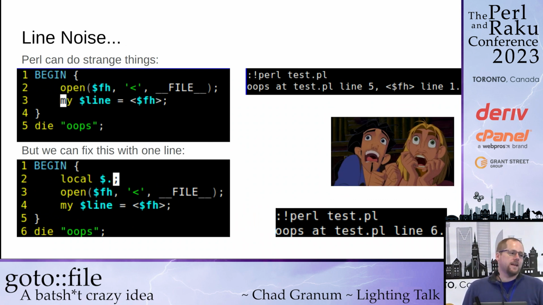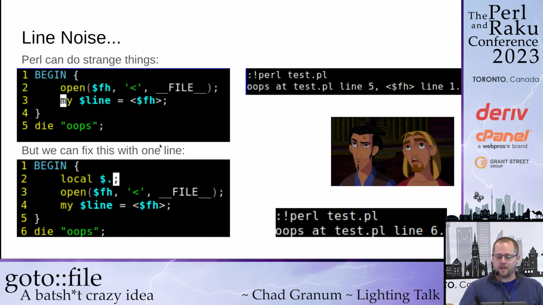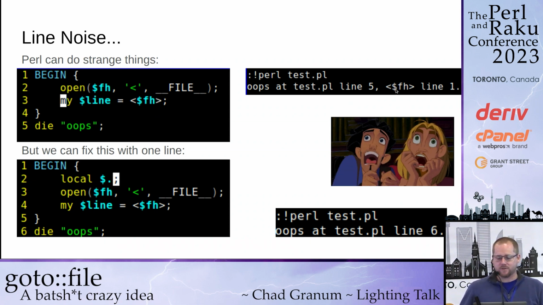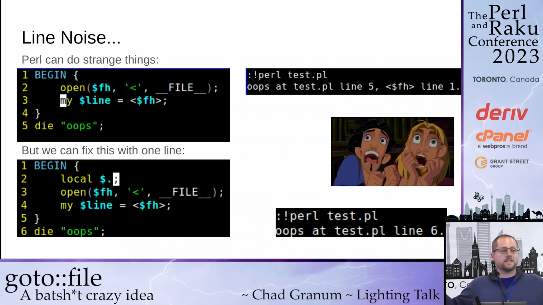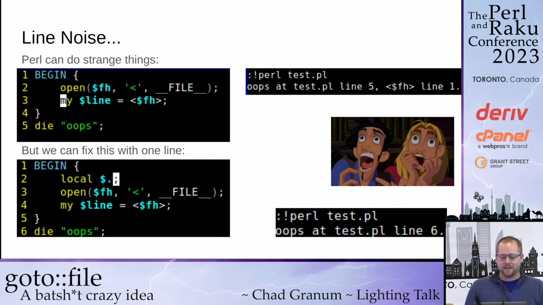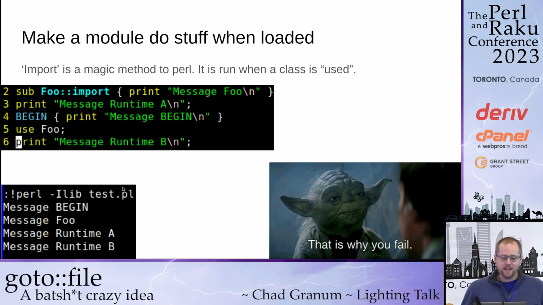Line noise. Now, if you try to open a file and read a file in a begin block, it will change your stack traces and error messages to show which file handle was read and what line number you're on. Once again, in a test, this can break the stack traces you're working on. But if you localize $. before doing all that, that will hide that issue.